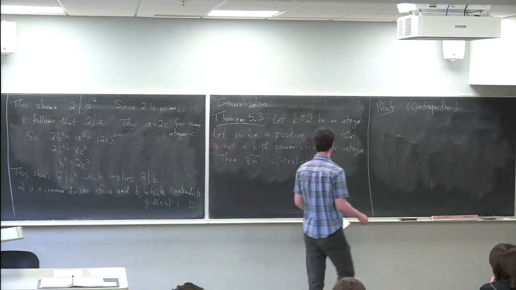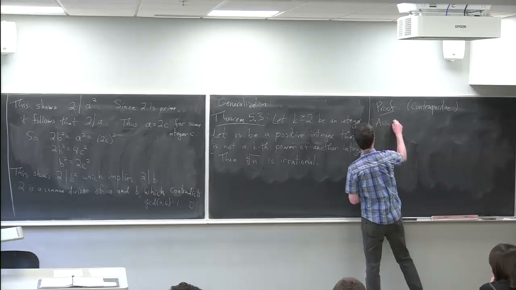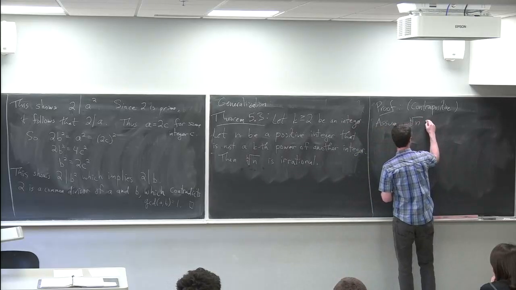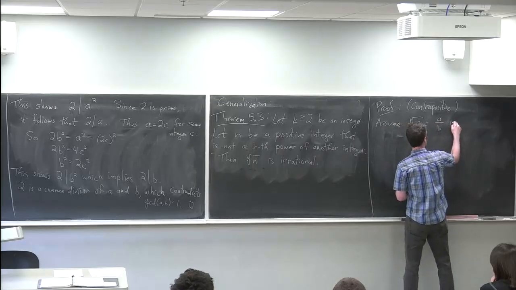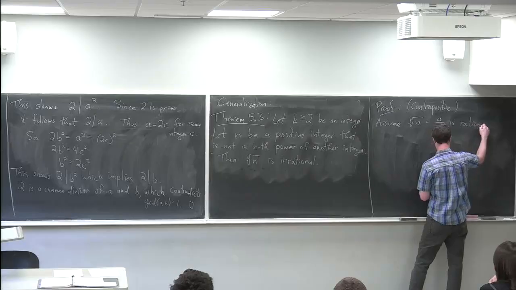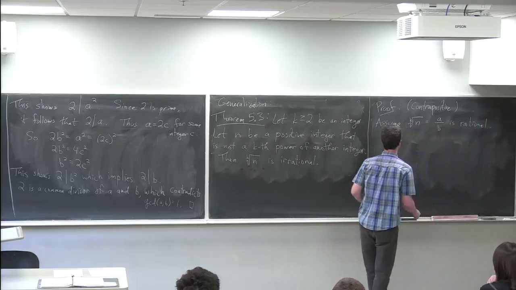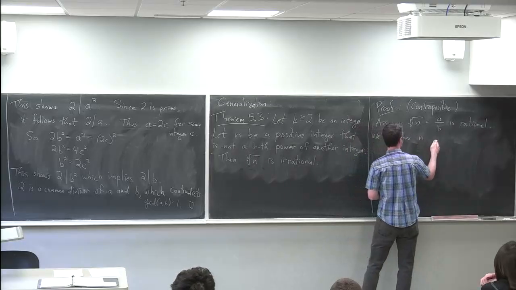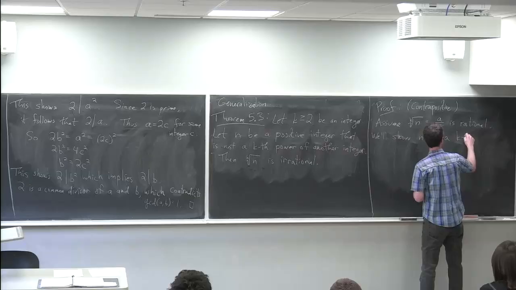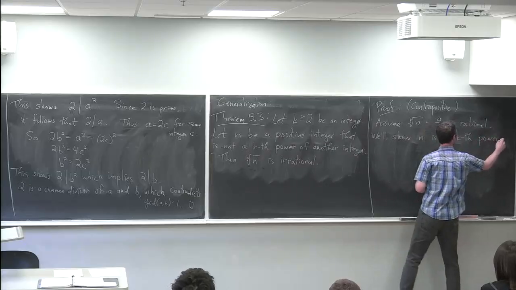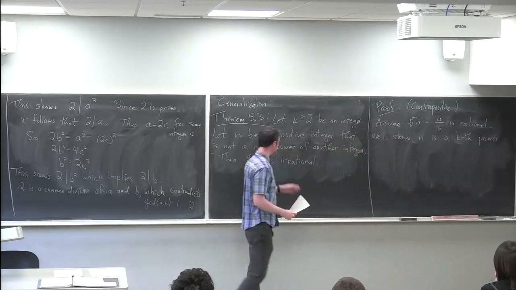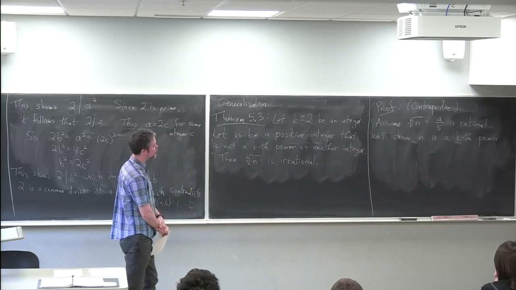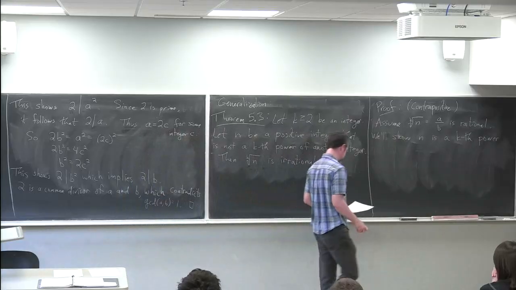Okay, so let's assume the kth root of n, we'll write it as a over b, is rational. And so we'll show n is a kth power. I mean, I wrote it more carefully, but I mean kth power of an integer. Okay, so we'll use unique factorization here.